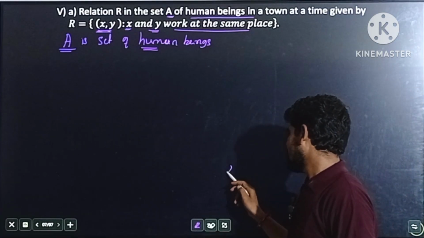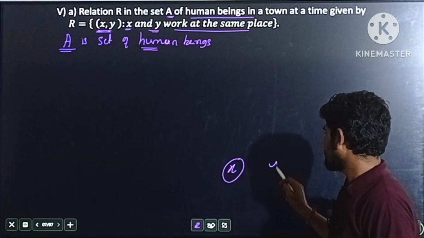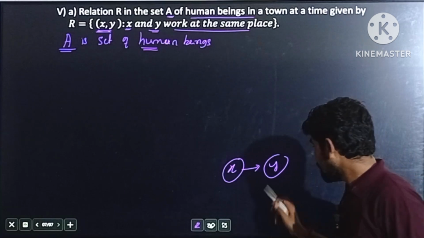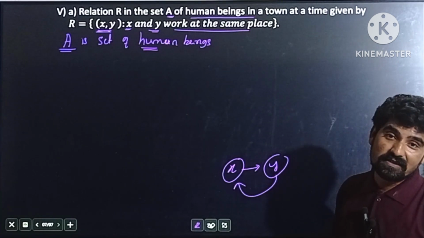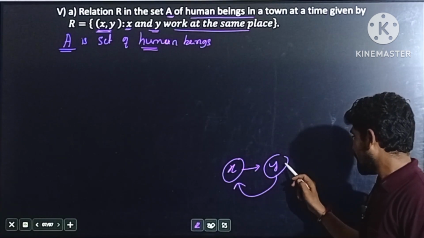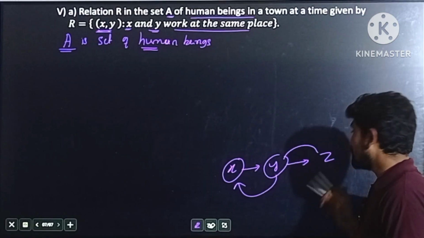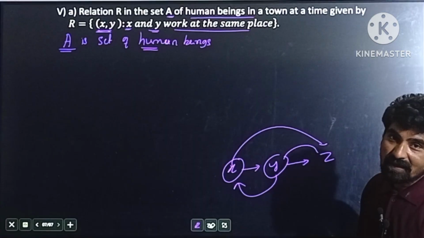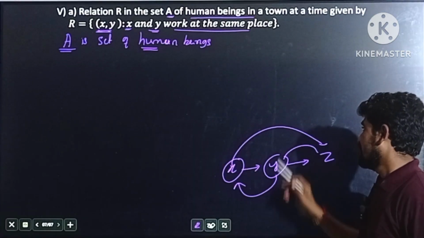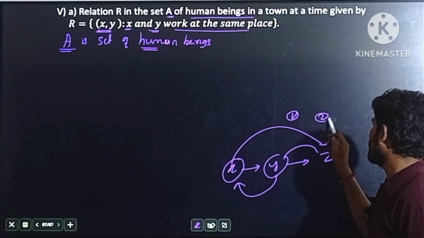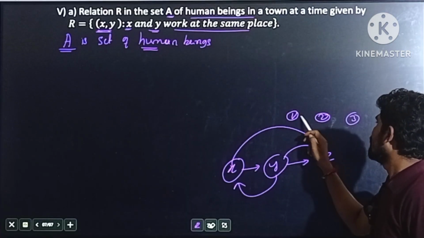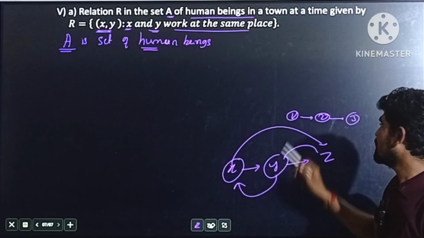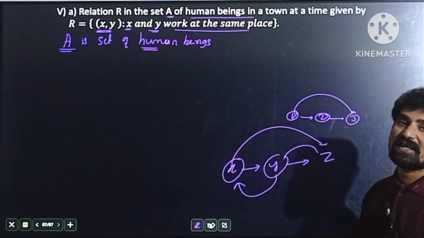See here, one person is x and another person is y. If x and y work at the same place, then it is the same statement that y and x also work at the same place. And if x and y work at the same place and y and z work at the same place, then definitely x and z also work at the same place. I hope all of you understand. Now, take person 1, person 2, and person 3. If 1 and 2 work at the same place, and 2 and 3 work at the same place, then definitely 1 and 3 also work at the same place.